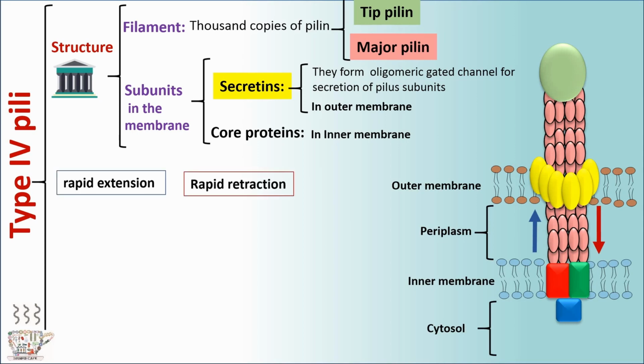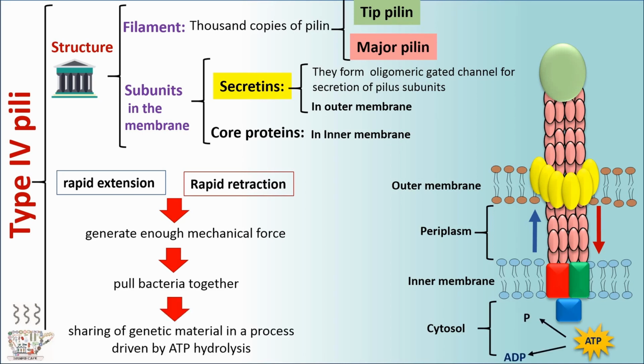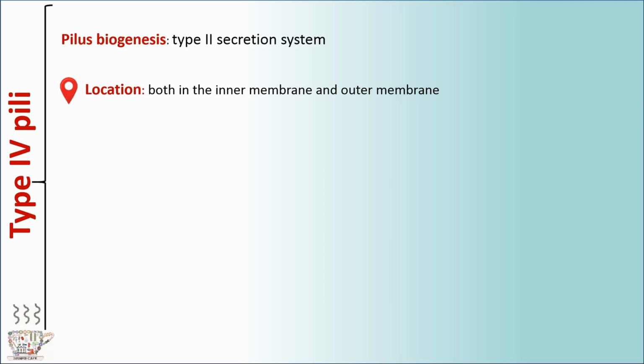Rapid extension and rapid retraction generate enough mechanical force. Then it pulls bacteria together. Finally, sharing of genetic material in a process driven by ATP hydrolysis occurs. Type 4 pili biogenesis is by the type 2 secretion system. They are located in both the inner membrane and outer membrane.